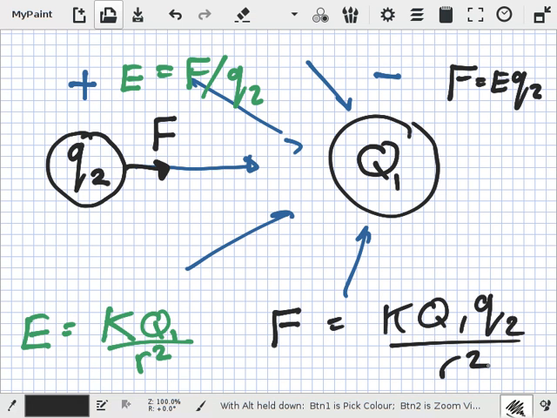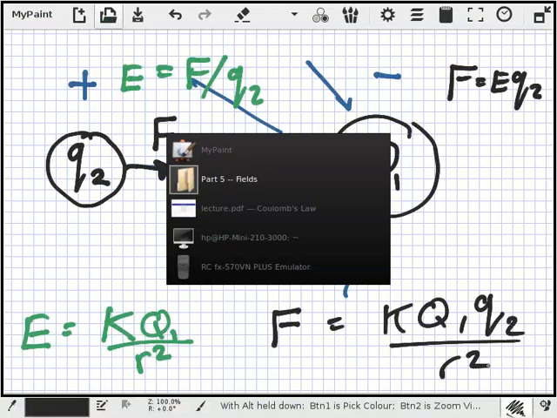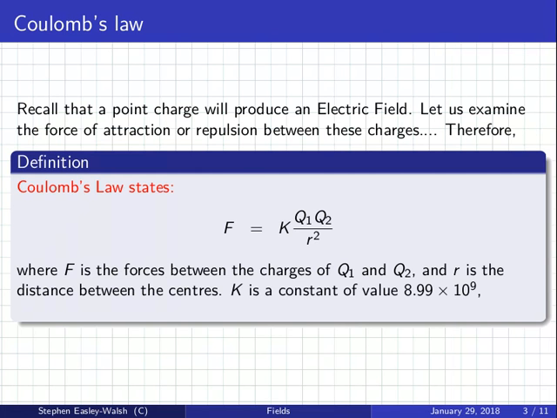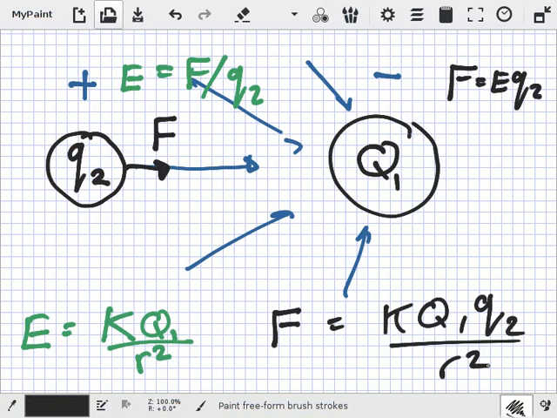F equals K Q1 Q2 over R squared, where F is the force between the Q's and R is the distance between them. K is a constant. Well, that's the proof. It's a very simple proof, and that's the formula.